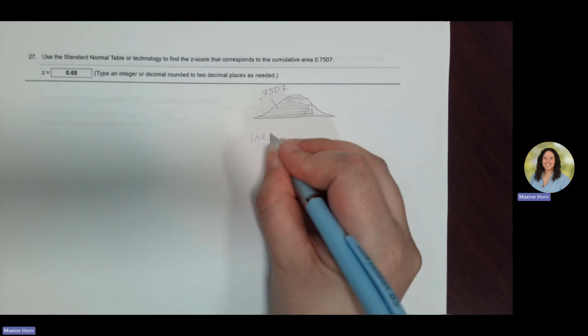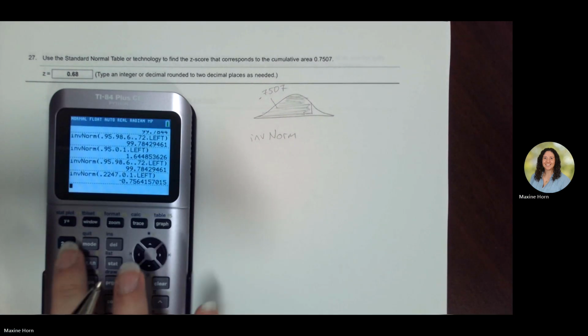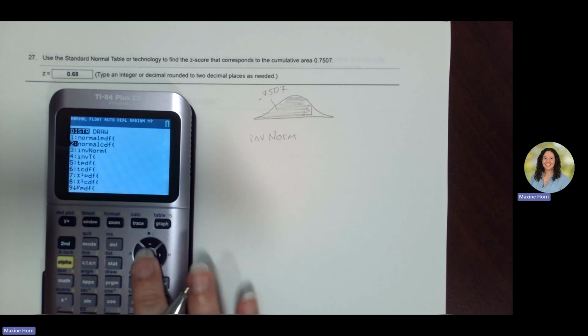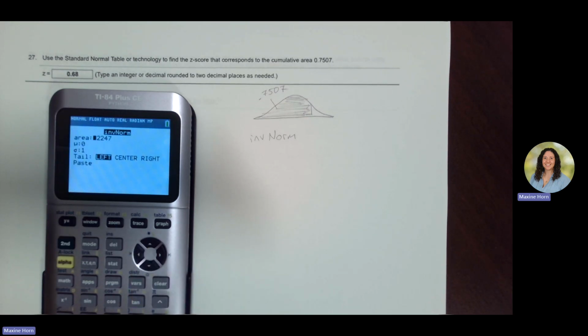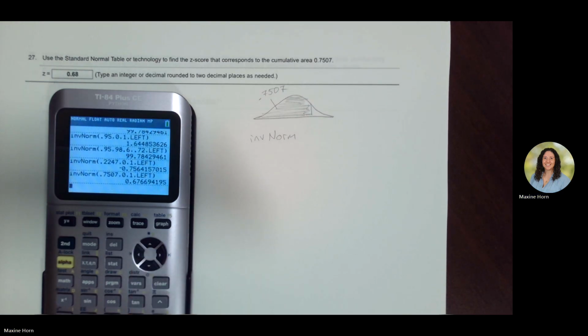So I'm going to go inverse norm, second vars, inverse norm, 0.7507. That's the area to the left. And I get, if I round to 2 decimal places, as it asks me to, I get 0.68.